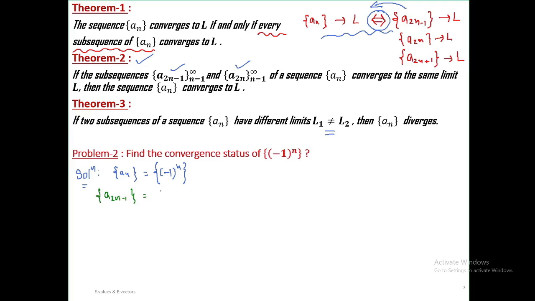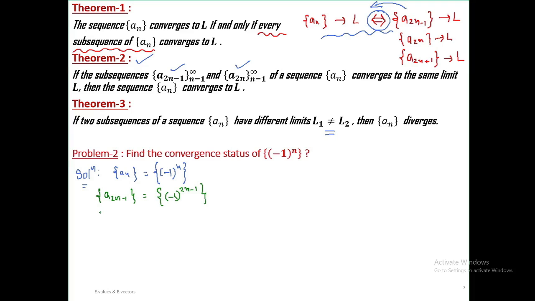Now what is a to n minus 1? Wherever n, there you write 2n minus 1. Here a to n minus 1. What is the difference between these two? Instead of n, we have written 2n minus 1. Similarly, here also instead of n, you have to write 2n minus 1. That's it, nothing else. 2n minus 1.